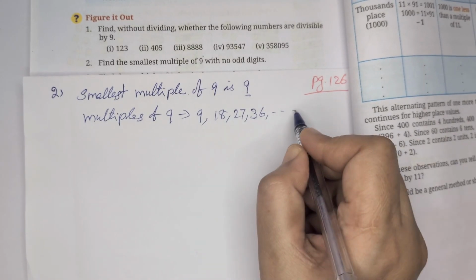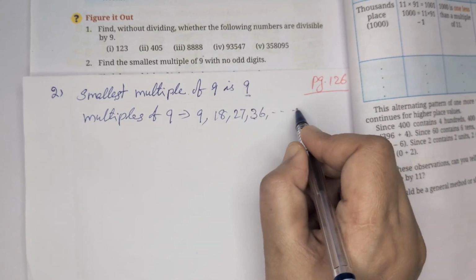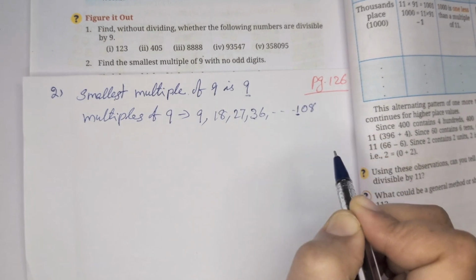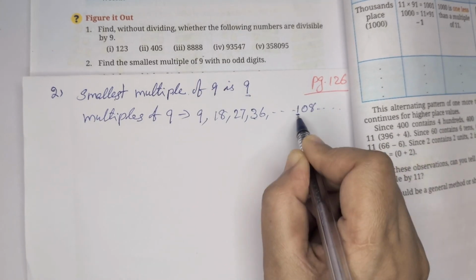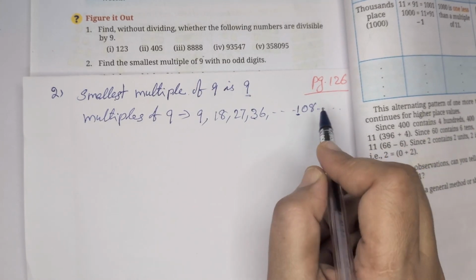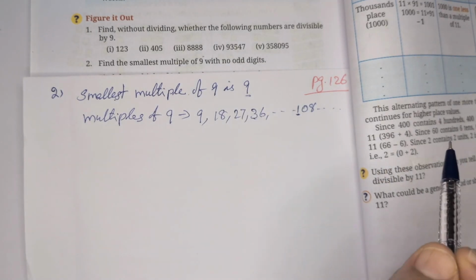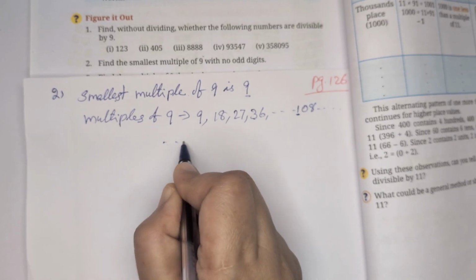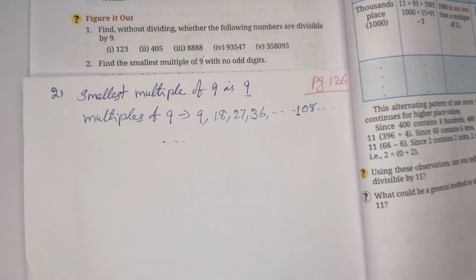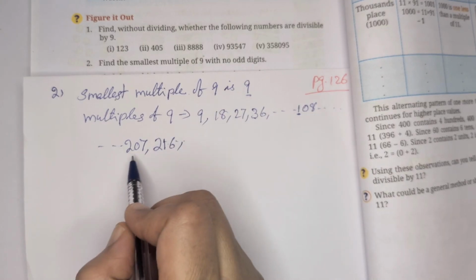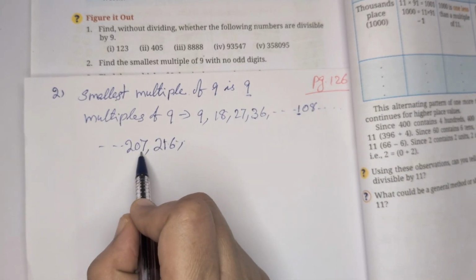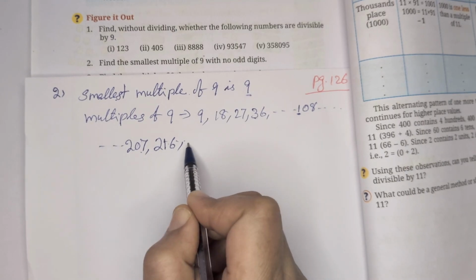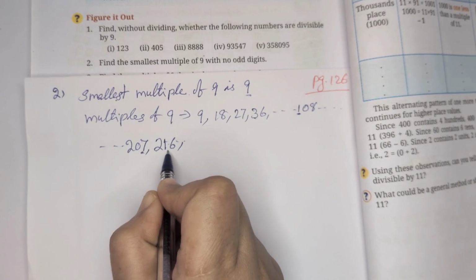So if we are taking after 99, then 100, 108, there also 1 will be there in all the numbers. So there also we will not get a multiple of 9 with all even digits. Then we can start with 200. So in the same way with the 200, we start with 207. That is a multiple of 9. Then it is coming 216, etc. Here everywhere one odd digit is coming.